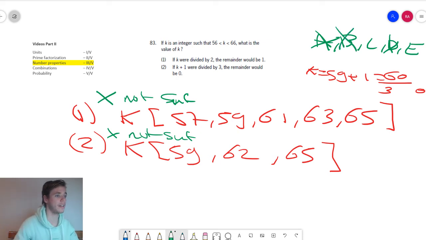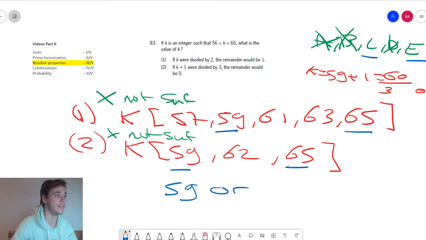So now we have to check, okay, is it C or E? Is it like together is it sufficient, or even together not sufficient? And as you can see, if we combine these possibilities, okay, 59 is in both and 65 is in both. So the number is going to be like 59 or 65. So we still have 2 options. So even if we combine the 2 statements, k is going to be 59 or 65. So that is even not sufficient info to answer this question.